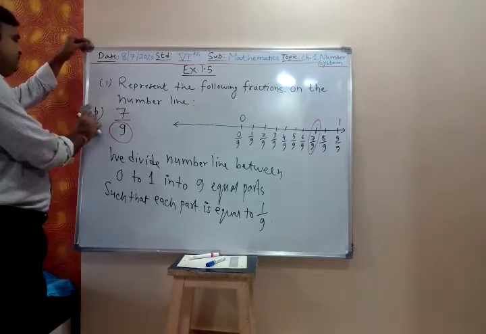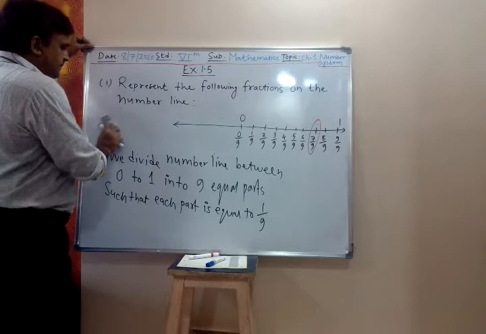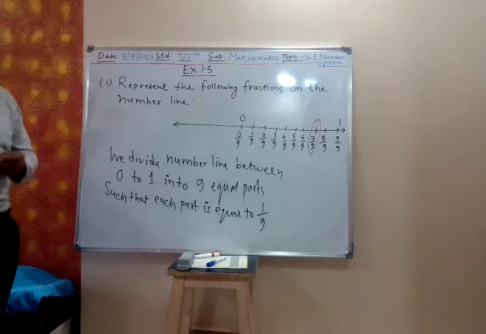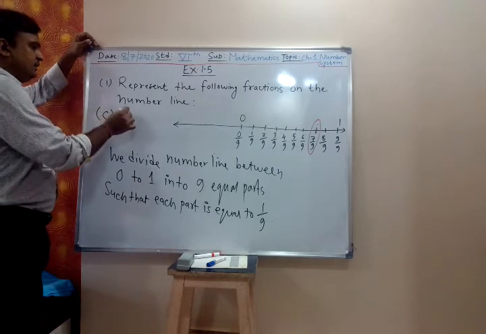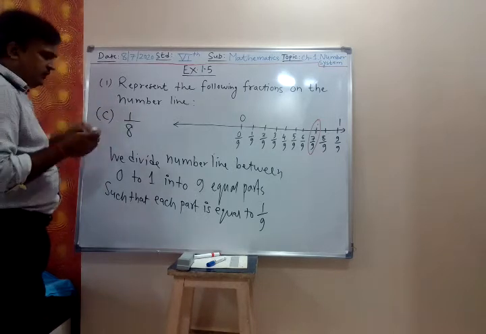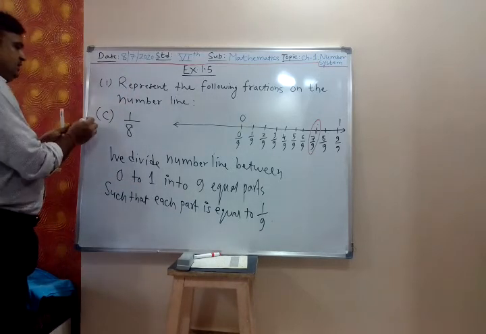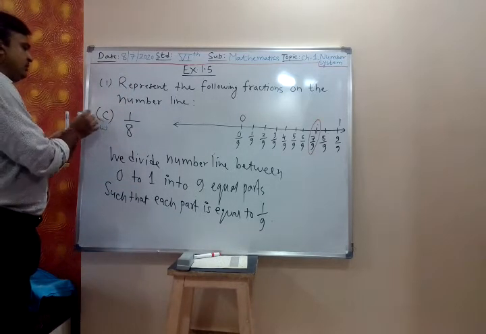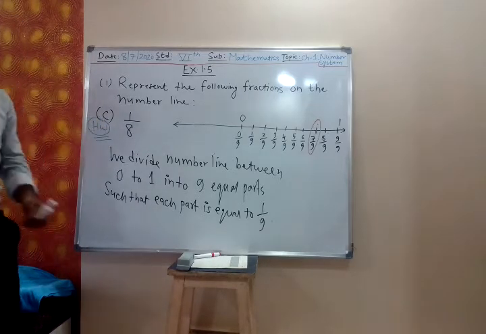Yes, write fast. Okay, very good. Then C is 1 upon 8. That I am planning to give as homework. 1 upon 8. So what will you do?